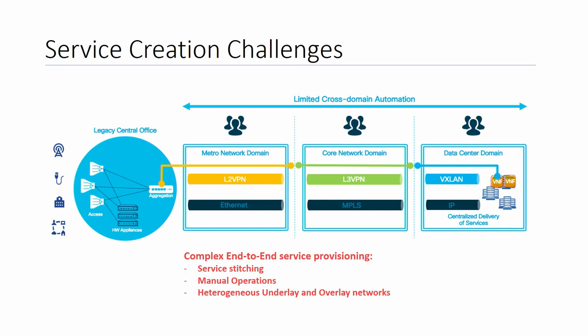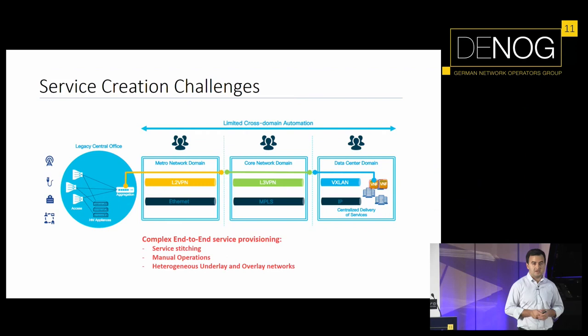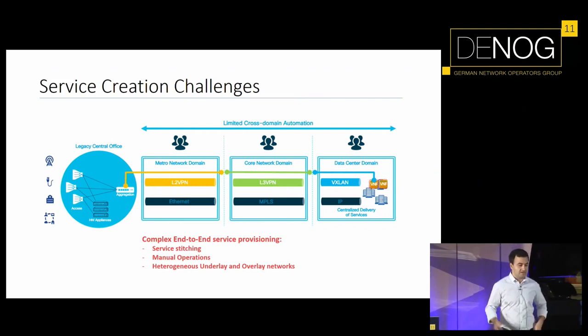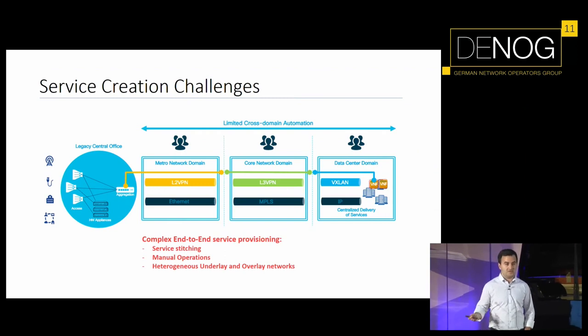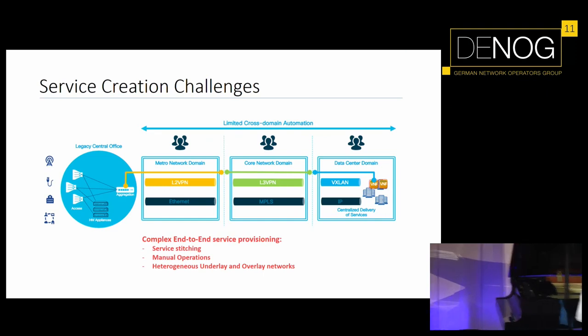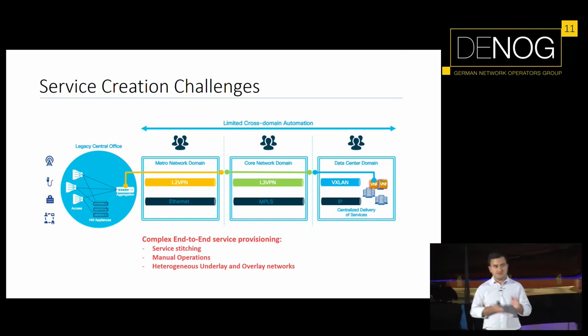So we said we'll look at the challenges today. Imagine you have a core network that runs MPLS as an underlay and layer three VPNs, so MP-BGP, as an overlay. And then on the left side, you have a Metro Ethernet network that uses Ethernet as an underlay and layer two VPNs, VPLS or pseudowires, whatever, as an overlay. And then on the right-hand side, you have a data center, which is where you offer the services for your customers, where you use IP as an underlay and VXLAN as an overlay. So you're splitting your network into three different parts, or three different domains.